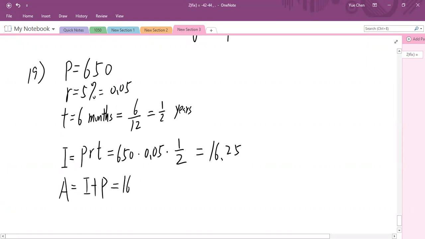So this is the 16.25 plus 650, which is 666.25.